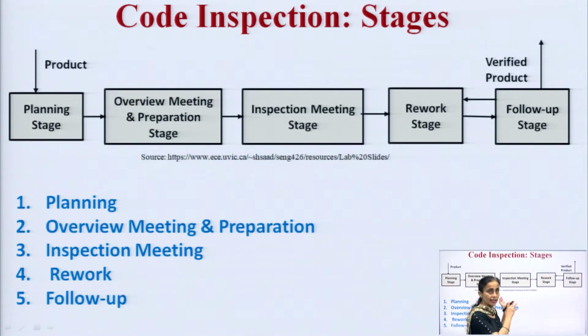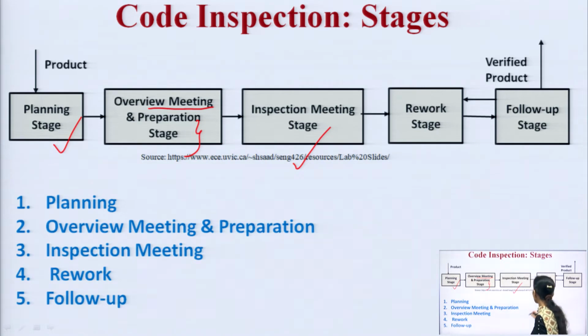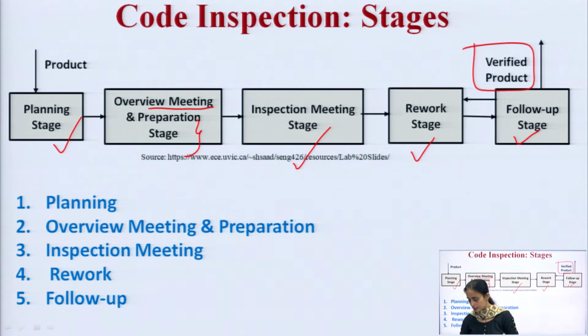Then these are the stages for doing this code inspection. There are 5 stages. The first stage is the planning stage, which tells how the product planning should go on. The second stage is the overview meeting and preparation stage. The third stage is to have the inspection meeting. The fourth stage is to do the rework, and the last stage is to do the follow up. If there is rework, then again take the follow up, and here is my verified product. Let us discuss these stages one by one.